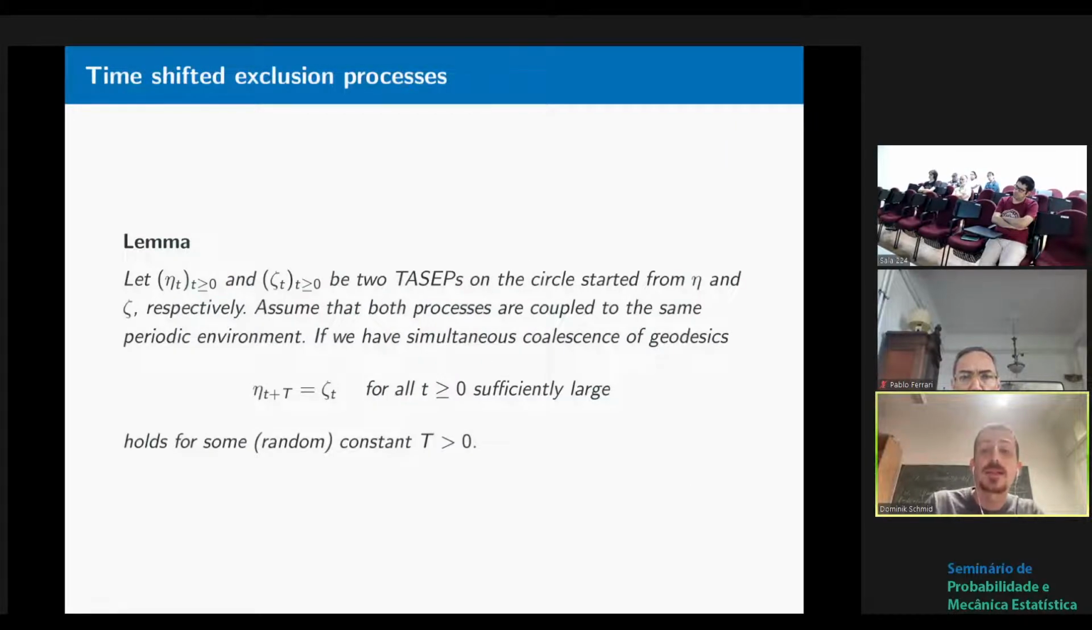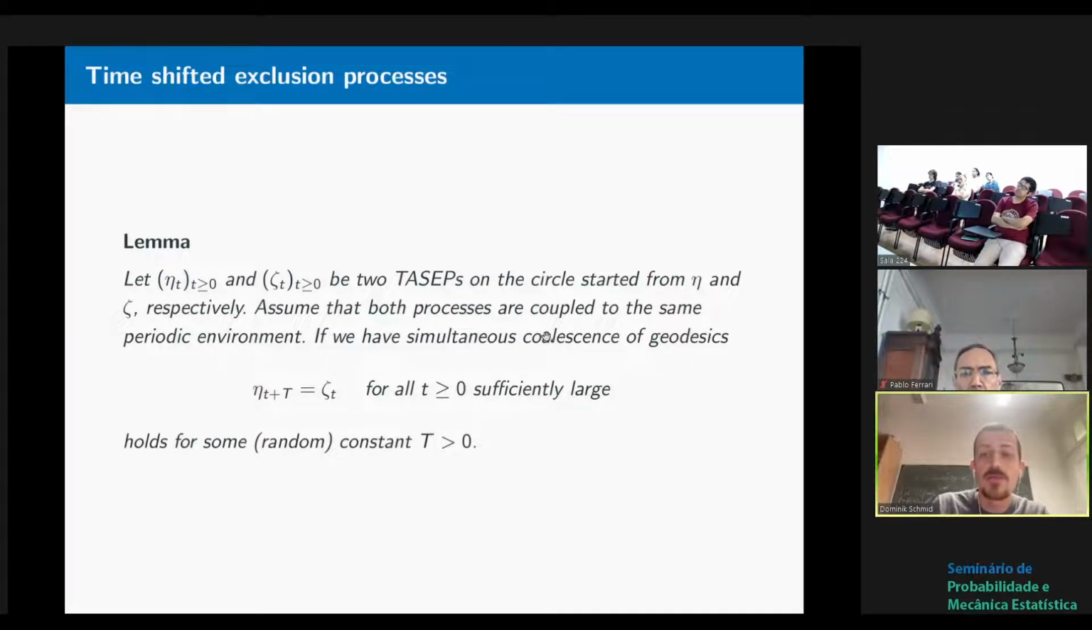And I claim that this can be very useful in order to come up with a coupling for two different totally asymmetric simple exclusion processes on the circle. And this is the following lemma. So let's say eta t and zeta t are two TASEPs on the circle started from two initial configurations eta and zeta, and assume that both of them are defined in the same periodic environment. So we just place the corresponding growth interfaces for eta and zeta, but we use the same n k periodic environment for both of them.